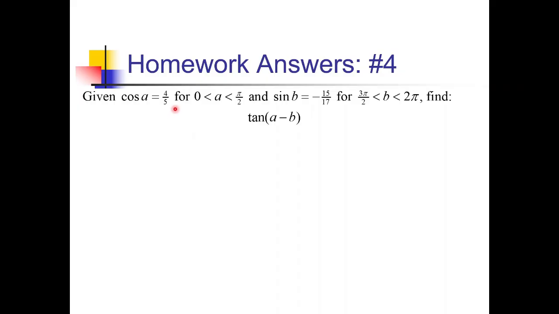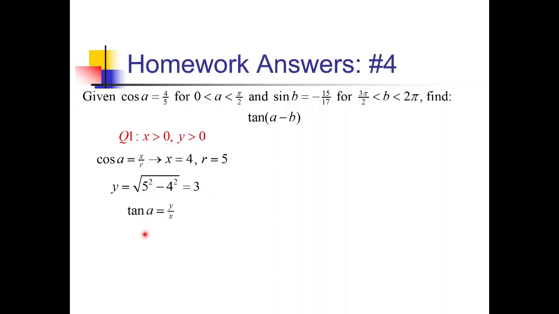So for this first one, we're in quadrant 1, between 0 and 90. That means in quadrant 1, x and y are both positive. So I've already got, from cosine, x over r. So that means my x value is positive 4. My r value is 5. And for tangent, I'm going to need to figure out the y value because tan is y over x. So I can do y equals the square root of r squared minus x squared. So 5 squared minus 4 squared. That's 25 minus 16, which is 9, and the square root of 9 is 3. So tangent in general is y over x.